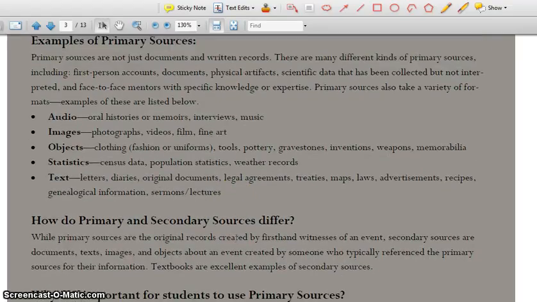How do they differ from secondary sources? Primary sources are the original records created. Okay, we went over that. First-hand witness. Secondary sources are documents, text, images, and objects about an event created by someone who referenced or used the primary source for their information. Okay, so a textbook would be a really good example of a secondary source.